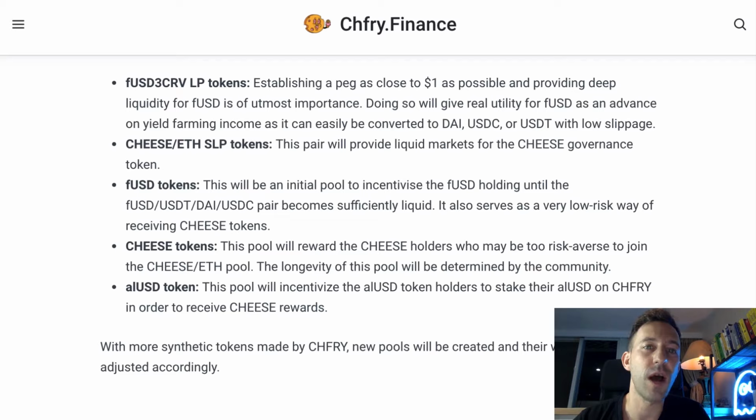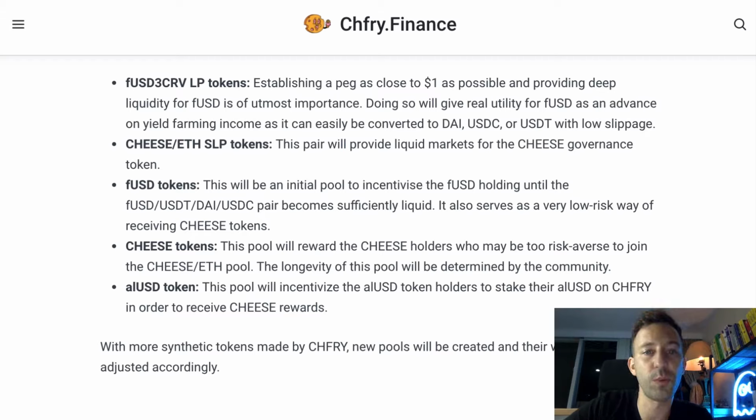Then on SushiSwap, you have the Cheese ETH LP pool. The purpose is to provide a liquid market for the cheese governance token. So you have to provide liquidity in the Cheese ETH LP pool on SushiSwap. You get your LP token. And on the website of CHFRY Finance, you stake this LP token and you're going to receive some cheese reward. Then you have the FUSD pool. The purpose is to incentivize the holding of FUSD and it's a very low risk way of receiving some cheese token. And this is very easy to use. You can directly stake your FUSD token on CHFRY and you will receive some cheese reward.